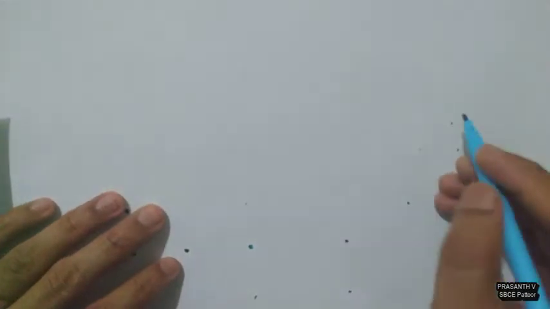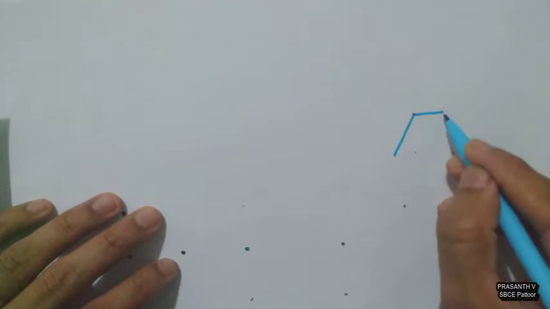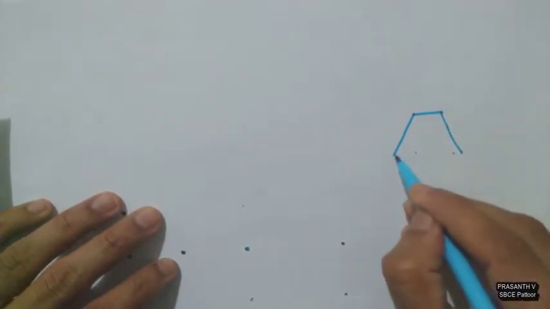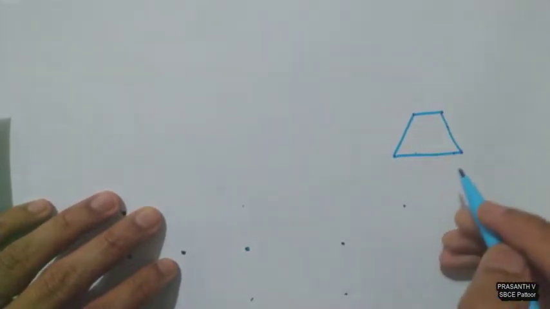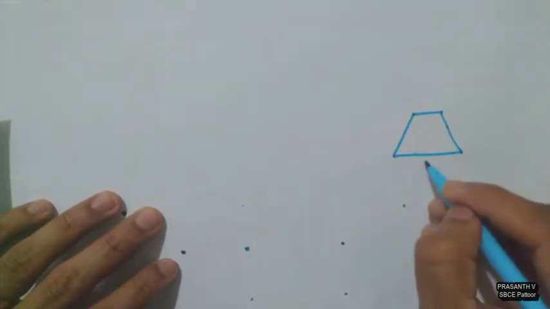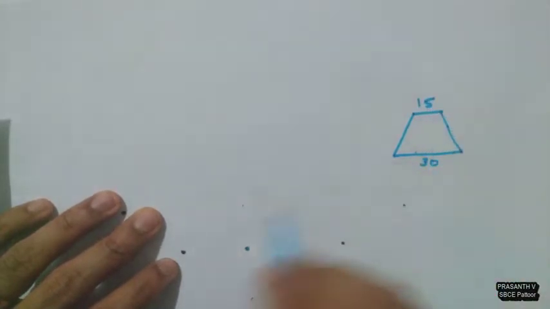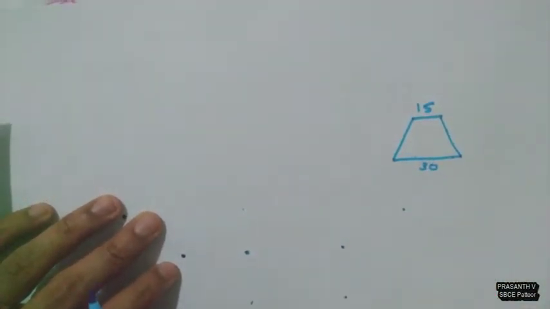Here we have to draw the section of a square pyramid in which the true shape of the section is a trapezium. We know a trapezium will be something like this. In our question, it is given that the length of the opposite sides of the trapezium is, suppose this bigger side is 30 and this is 15. So this will be the true shape.